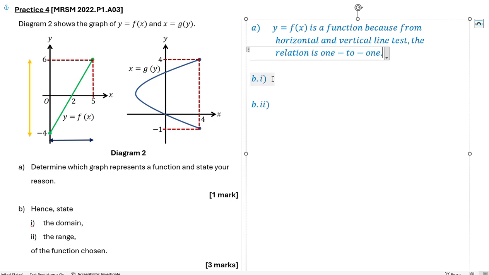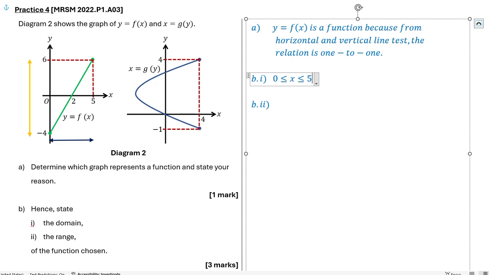B1, domain. What is domain? The horizontal area covered by the graph. The leftmost, meaning left and right, the leftmost is 0. Do you have the green line to the left of 0? No. Or do you have the green line to the right of 5? No. So what is the domain? The domain is 0 ≤ x ≤ 5.